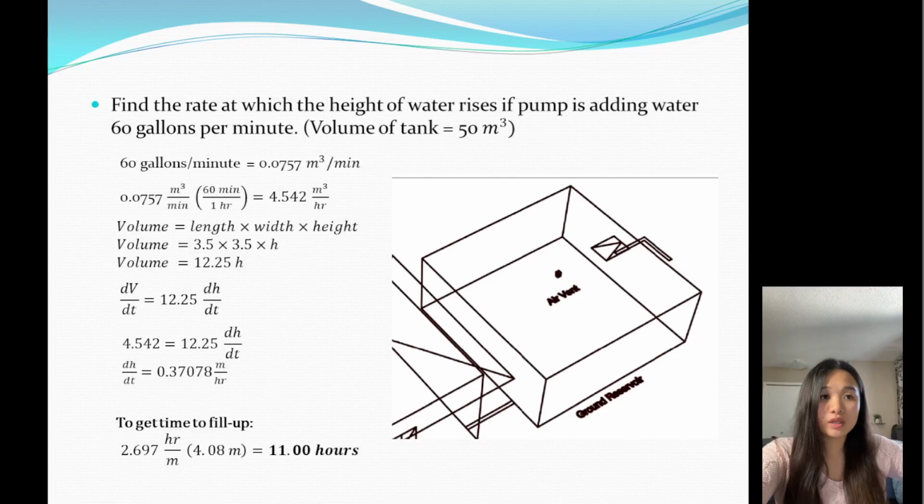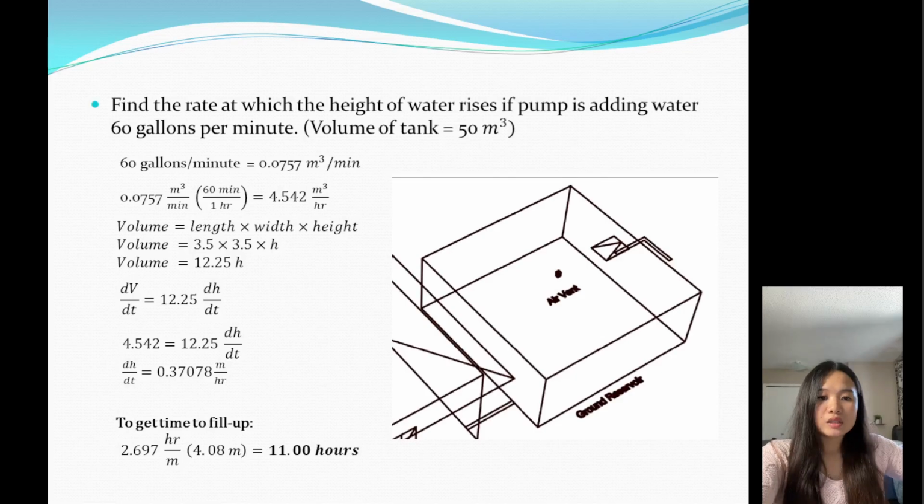So we know the volume of the tank, which is 50 cubic meters. So for conversion, 60 gallons per minute is equal to 0.0757 cubic meters per minute. And then we convert that to hour. Volume is equal to 3.5 by 3.5 meters times height of the water. Volume is now 12.25 times height. So dV over dt is equal to 12.25 dH over dt, where dV over dt is change in volume with respect to time, and dH over dt is change in height with respect to time.